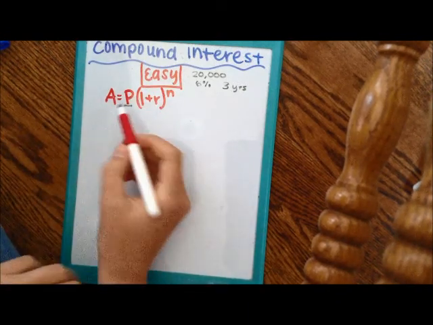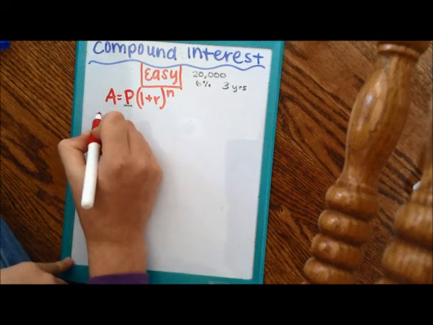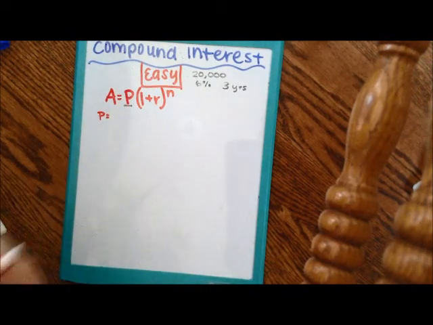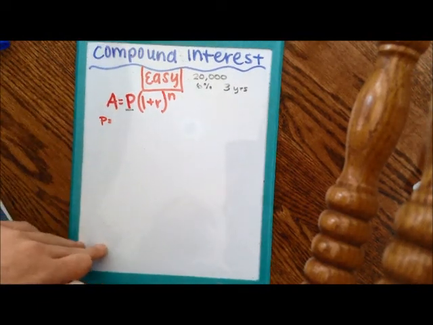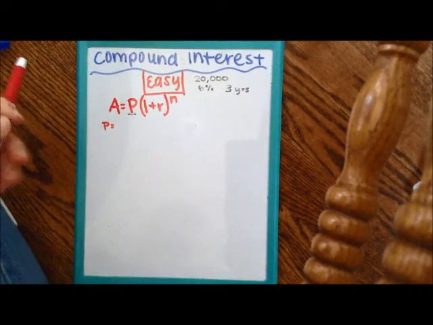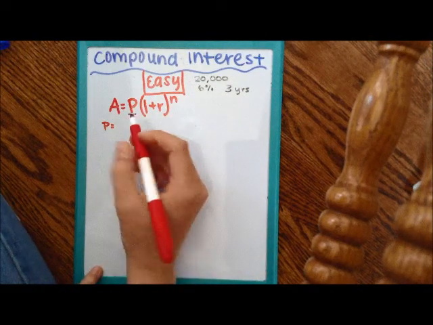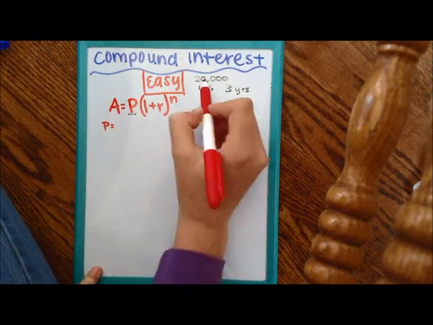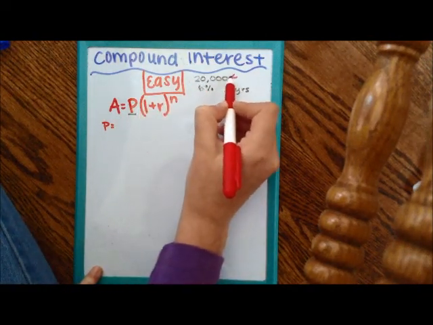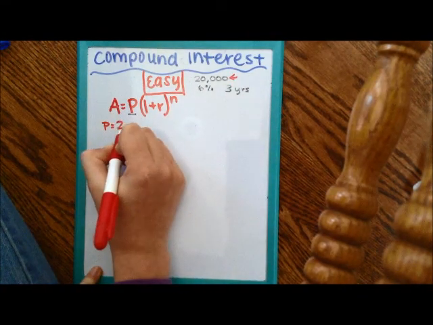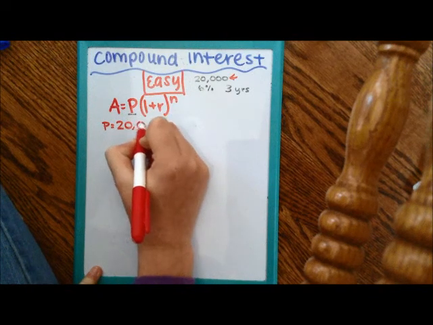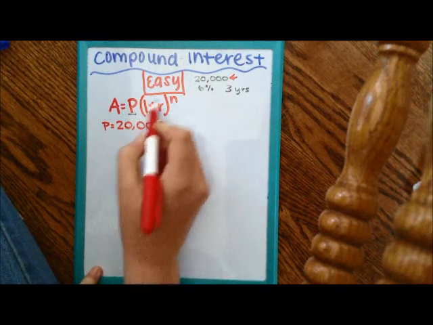So the P stands for the principal amount, also known as the initial amount, also just what you put in at the beginning, what was initially put in. So we know that 20,000 was put in at the beginning, so that's going to be our principal. So we're going to say that our principal is 20,000.